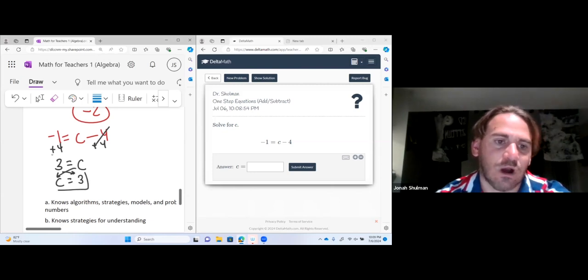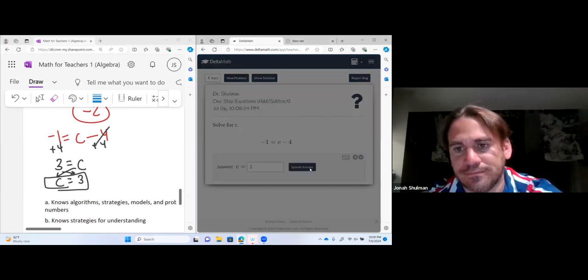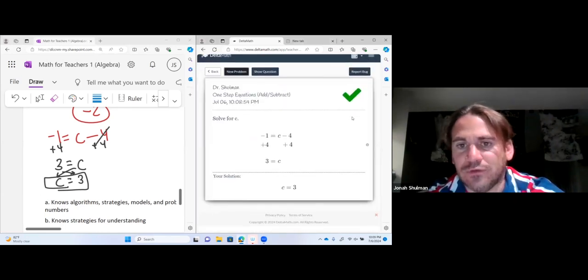In case it's an inequality, you always want the letter on the left side. See, they have it right here. C is 3. Here are your beautiful steps.